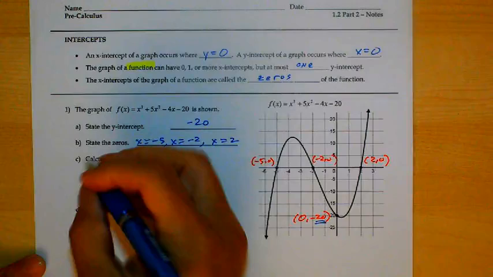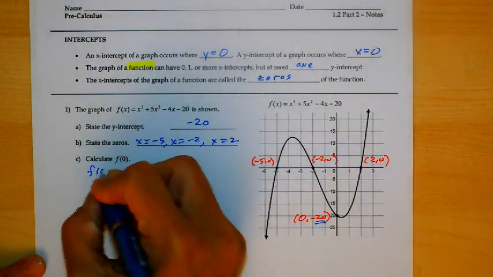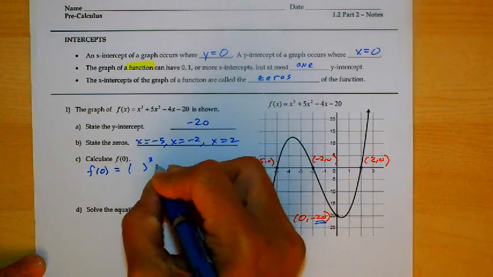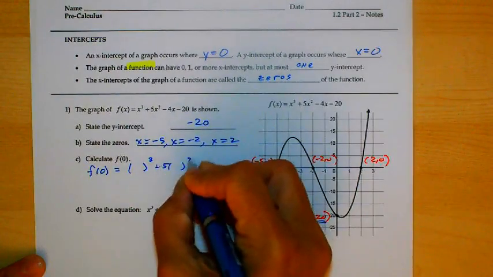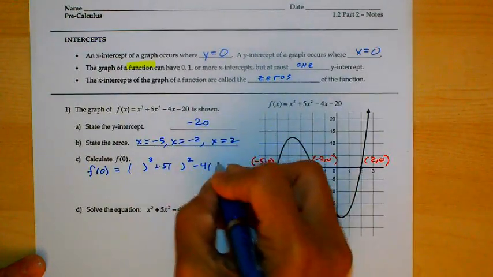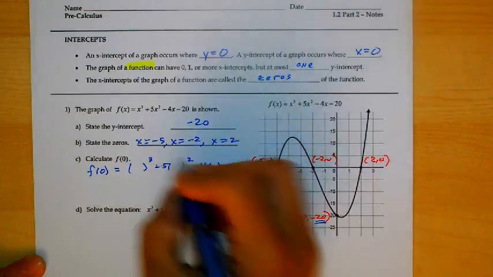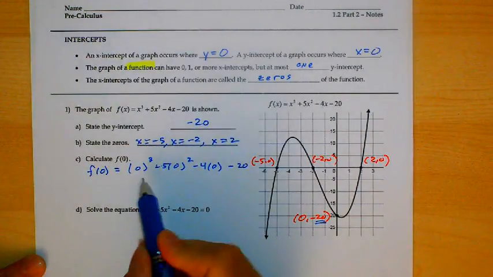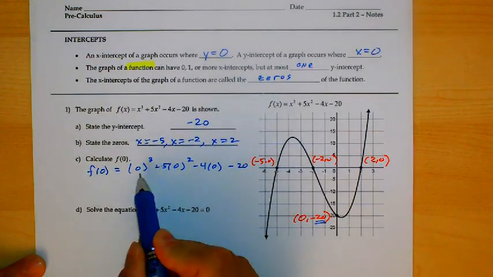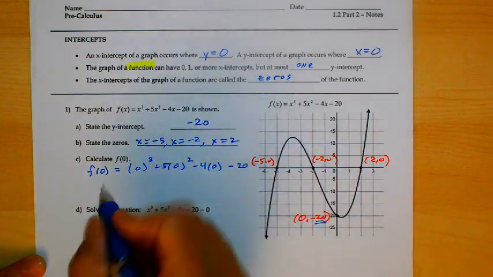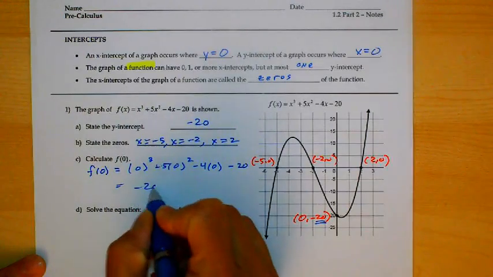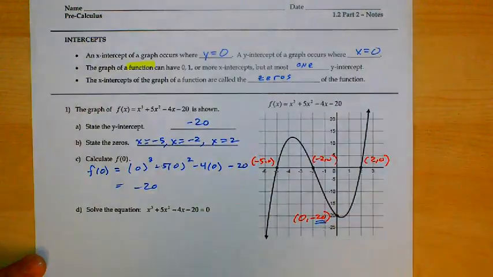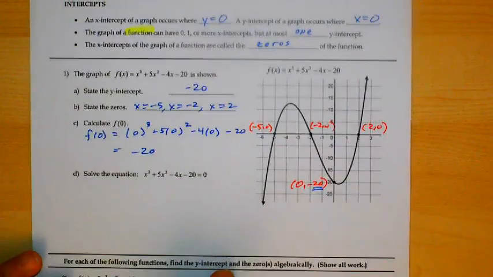Let's calculate f of 0 using our algebra skills. So we will substitute 0 in where the x goes. And this is a relatively simple computation. We could probably do this in our head, but I will show the work for that. So we zero out all the x's, and when we tally this up, 0, 0, 0, and minus 20, we do get the numerical value here. That, of course, matches the y value down here.